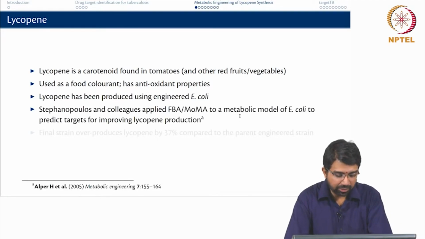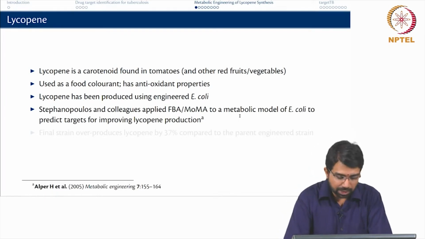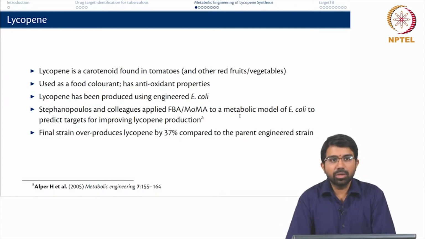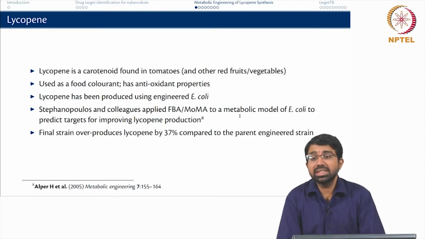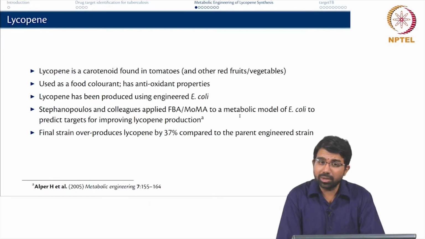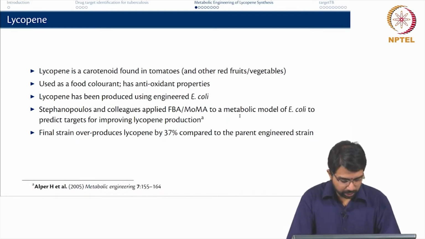Stephanopoulos and colleagues applied FBA and MoMA to a metabolic model of E. coli to predict targets for improving lycopene production, and they finally came up with a strain that overproduced lycopene by 37% compared to the parent engineered strain. So, the parent strain was already an overproducer, and they could improve upon that by 37% solely using an FBA MoMA approach. So, what did they do?